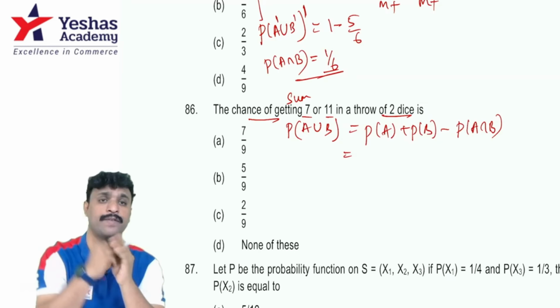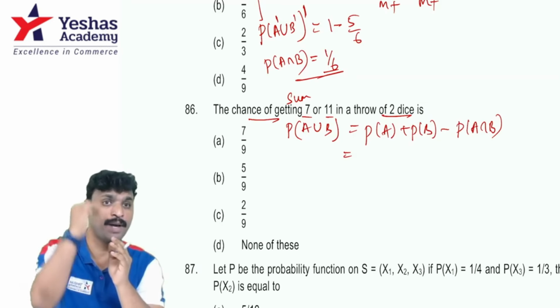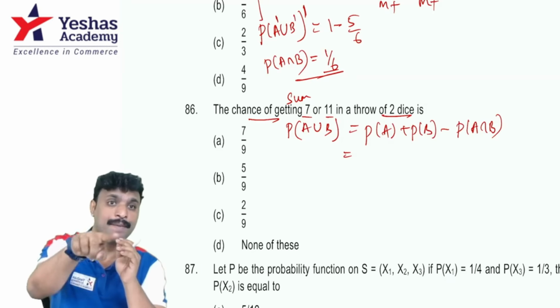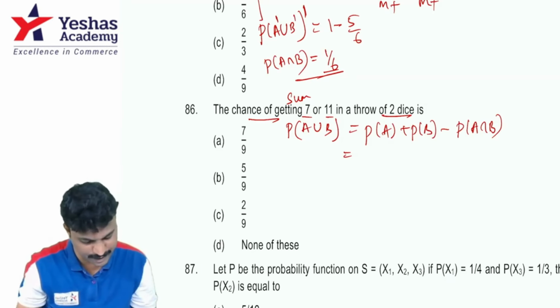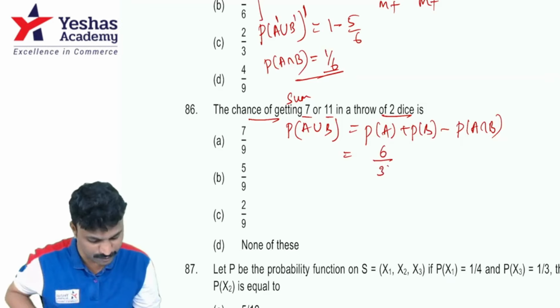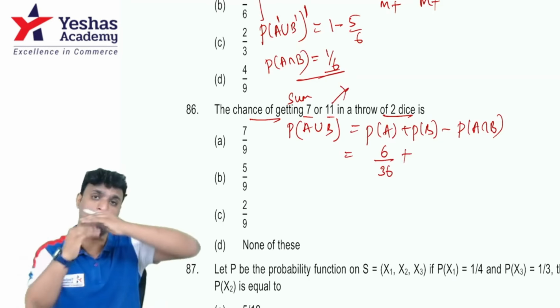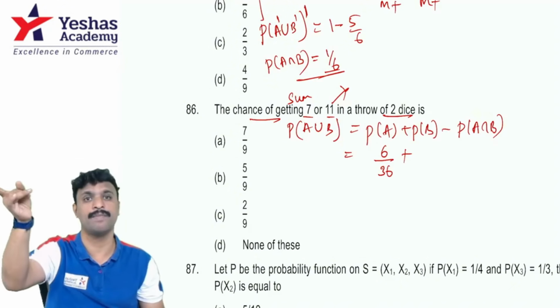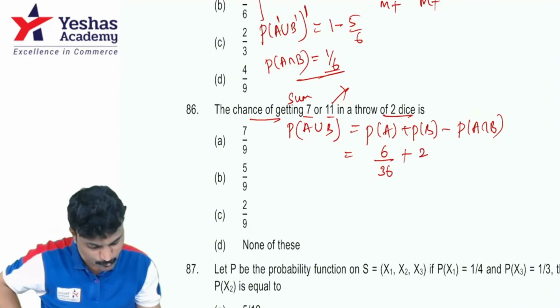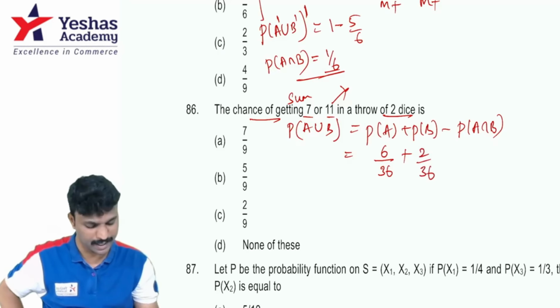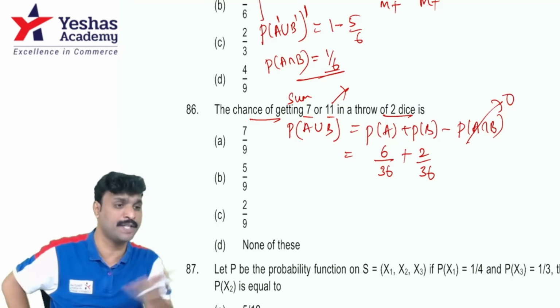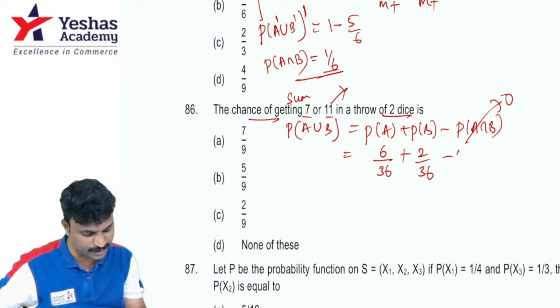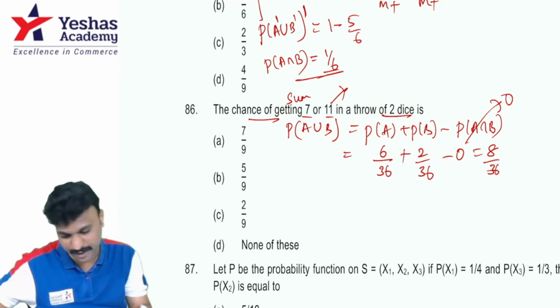For sum up to 7, how many favorable outcomes? For sum up to 7, the favorable outcomes are sum minus 1. For sum equal to 7, 7 minus 1 is 6 out of 36. For 11, for more than 7, so you have to subtract that sum from 13. 13 minus 11 is 2. 2 by 36. And this is mutually exclusive. The sum is equal to 7. It cannot be 11. So it is 0. So it is 8 by 36.